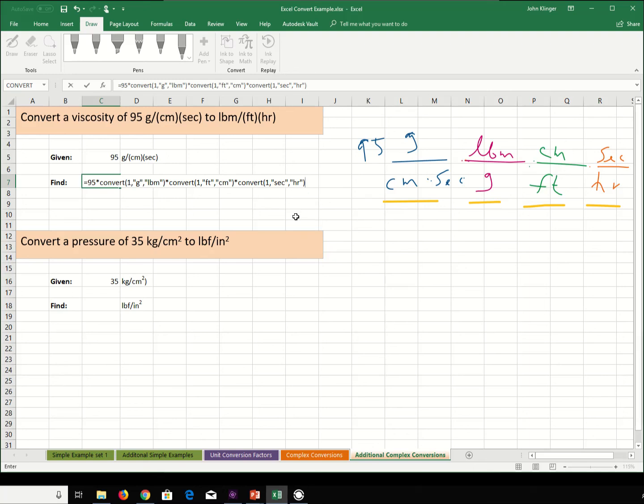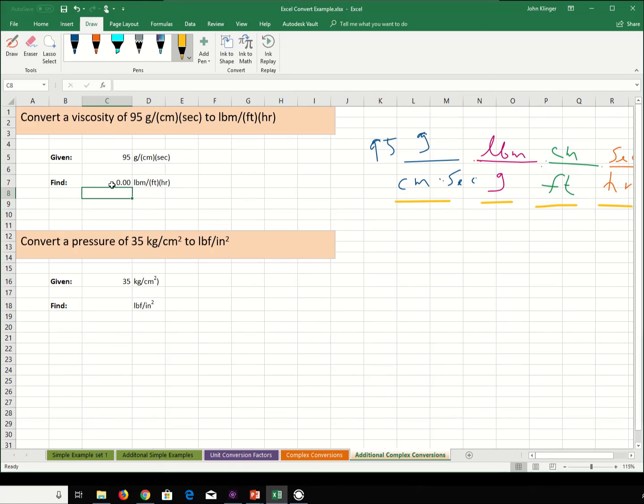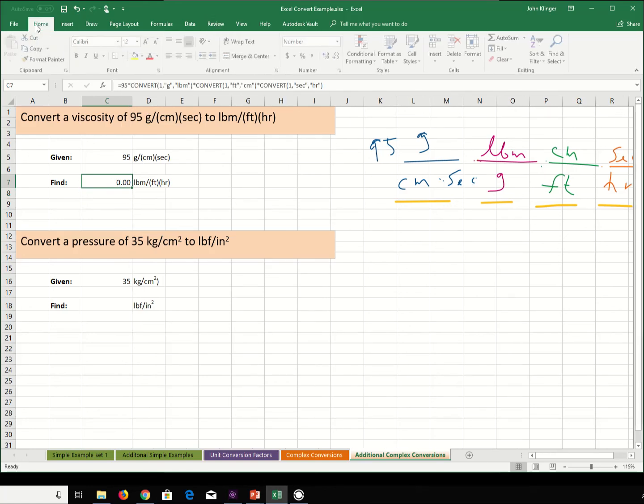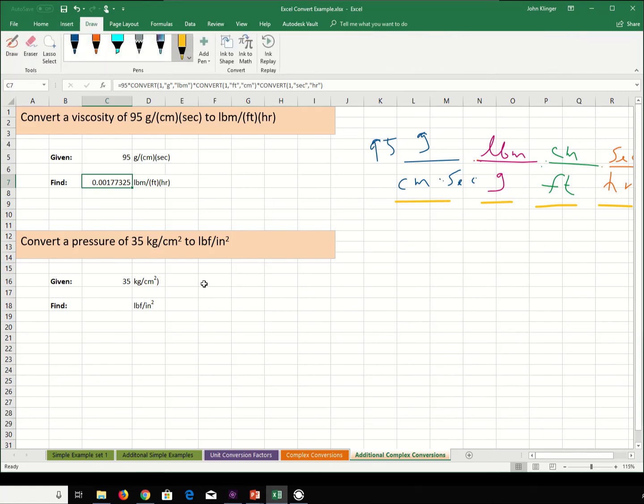And if I hit enter, oops, that very well could be it. Let's increase our number of decimal places. There we go. It's just very small. That's all. So there's our answer there for this. Okay. All right, let's try this next one.